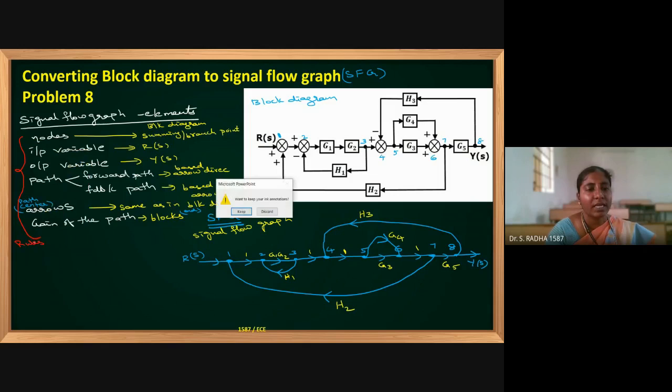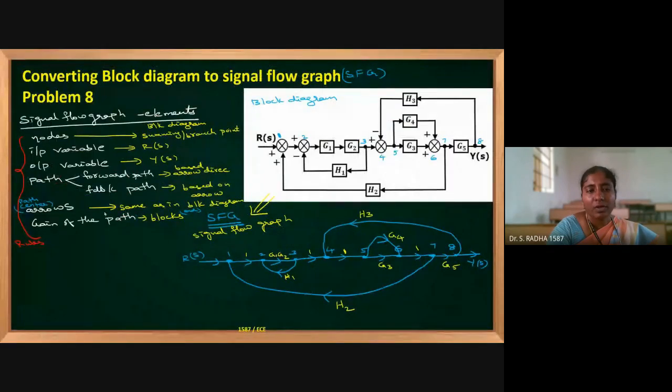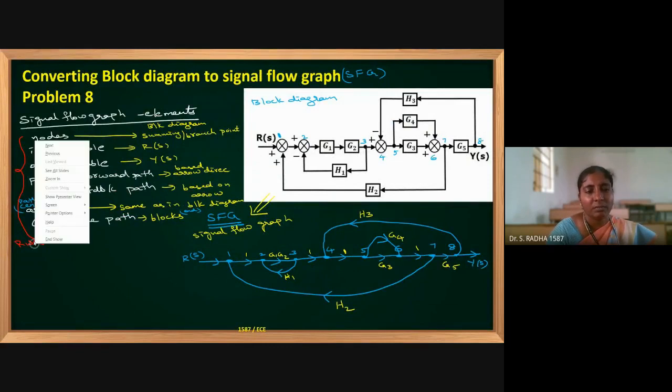Wherever there is an arrow at the end of the line, I have considered an arrow in the center of the line. And those lines are called paths. Input variable and output variable will not change. Then forward path, feedback path. Wherever blocks are there, I have replaced them with gain. Okay, so the same thing is what I have done.